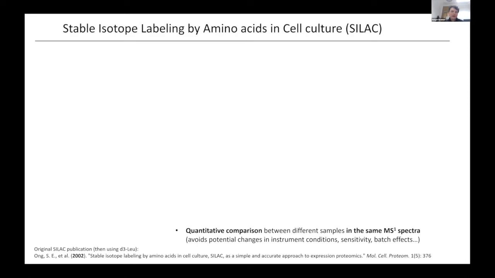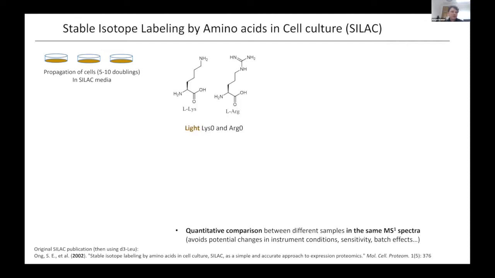And one of the early approaches that was quite successful is a method called SILAC, or stable isotope labeling by amino acids in cell culture. And the concept is shown in this diagram here. So the idea is that we could have cells that grow in culture, and that we want to label with different versions of amino acids.